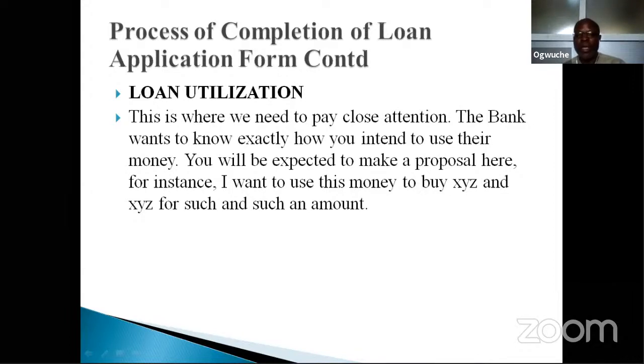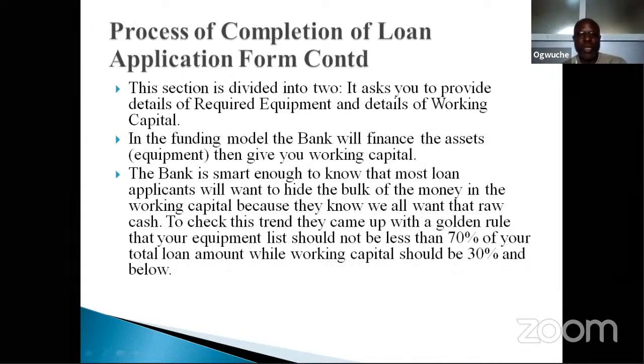The bank will want to know how you intend to use their money, for example, to buy XYZ for such and such an amount. So this is very important. The bank wants you to make a proposal and tell it what kind of equipment and what type of working capital you require. This section is divided into two: details of required equipment, and then details of the working capital. In the funding model, the bank will finance assets only, that is, equipment. Then we'll give you working capital.